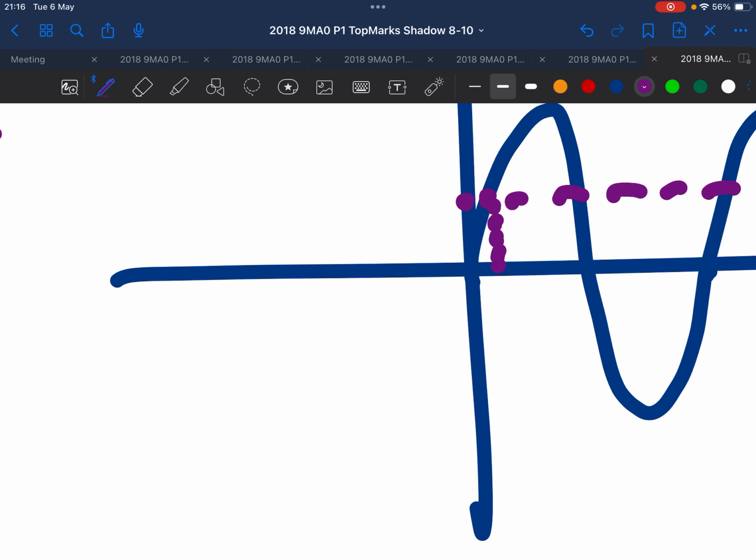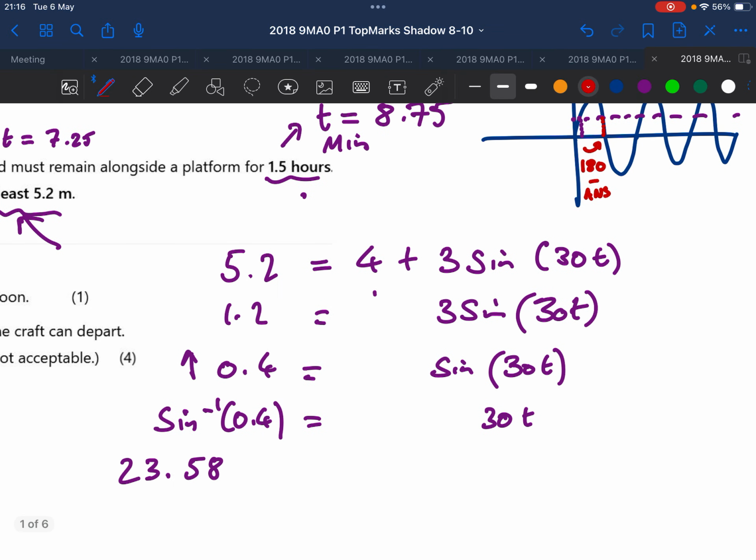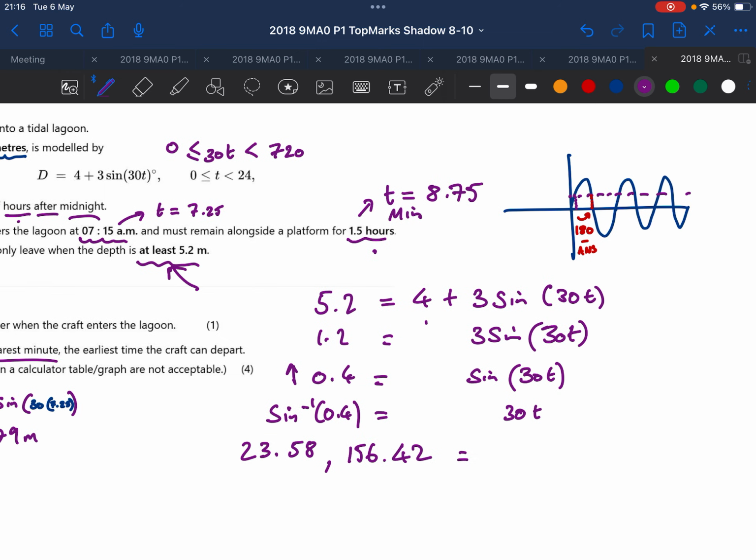The 23 is here. It's the other values that go with it. So how do you get that one there? Well, for that one, for example, you do 180 minus, don't you? So it's often really useful to work that value out first as well. So it's 23.58, and the other value is 156.42. Now, that would be 30t, wouldn't it?